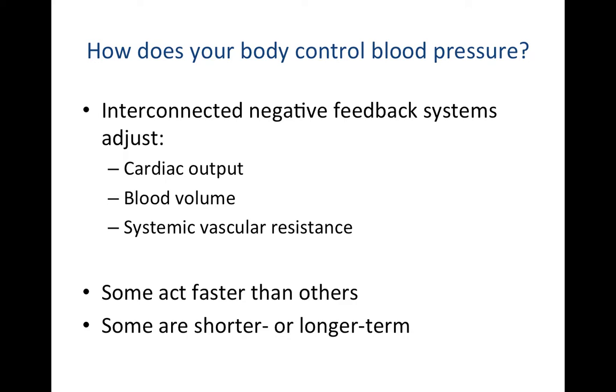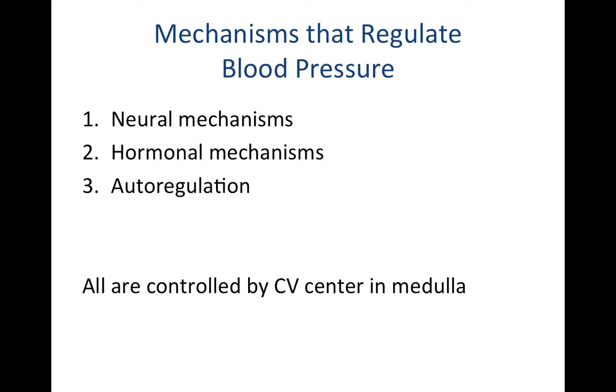Longer term would be, for example, hormones, which tend to act on a broader area and more long term. So we'll talk about some of these different mechanisms: neural, hormonal, and then finally autoregulation. All of these are controlled and monitored by the cardiovascular center in your medulla oblongata.